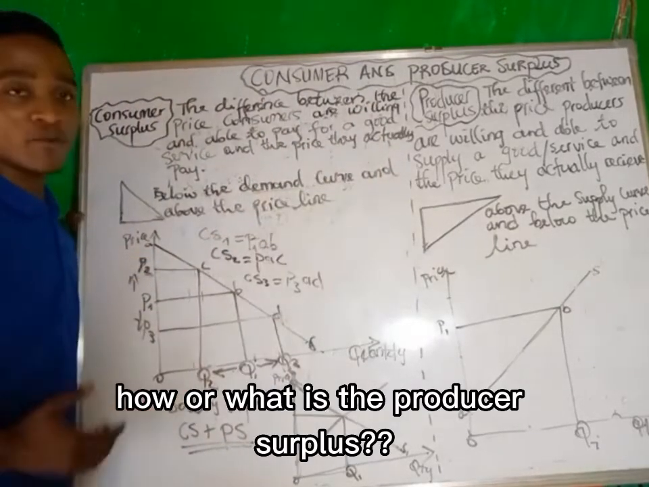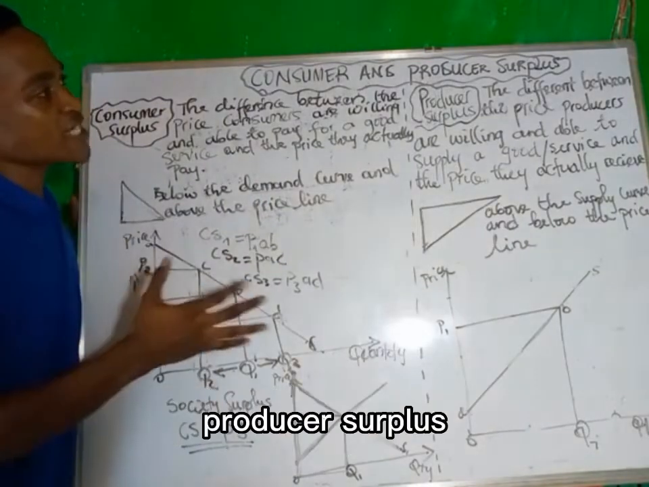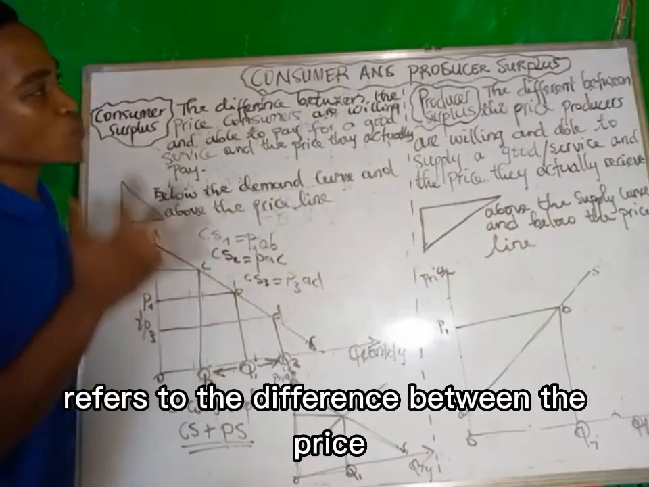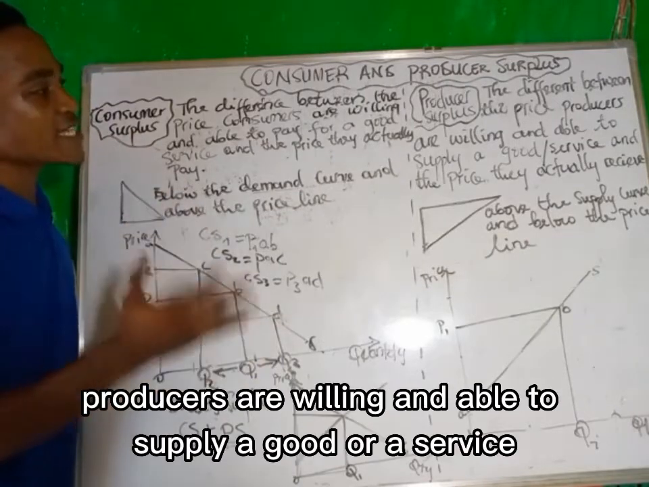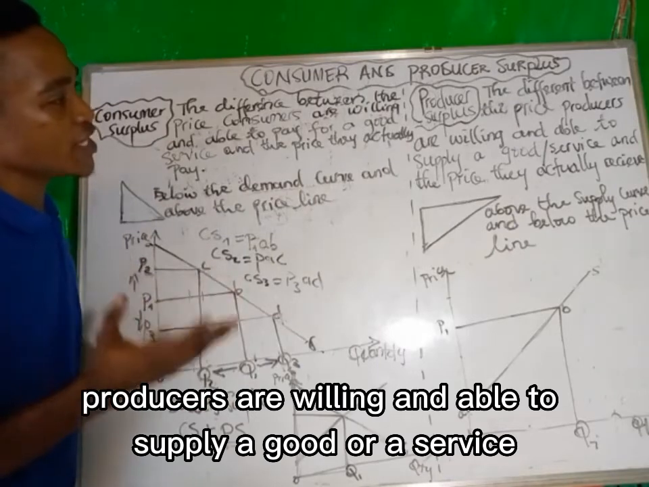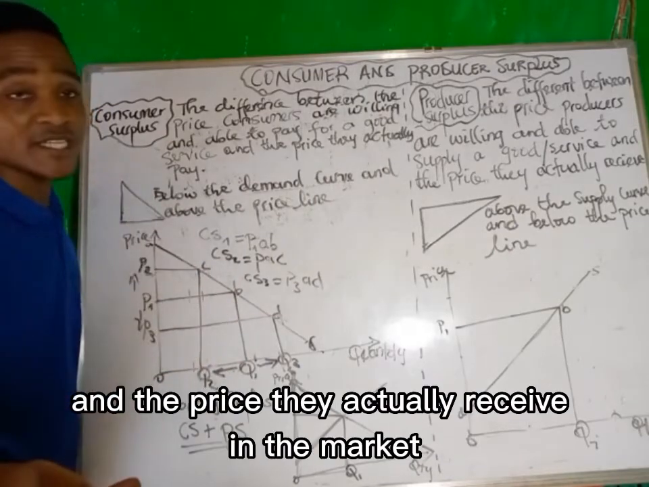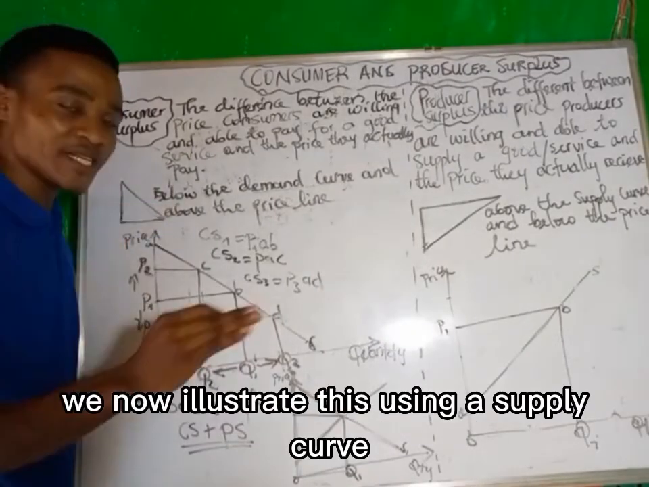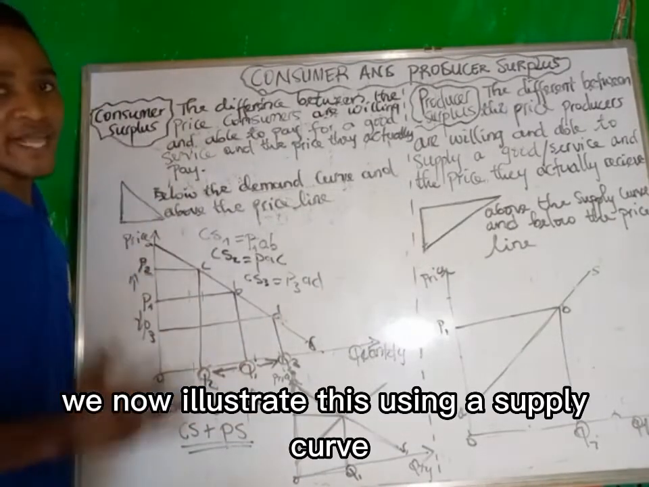What is the producer surplus? Producer surplus, as you can see on the board, equally refers to the difference between the price producers are willing and able to supply a good or a service and the price they actually receive in the market. So on the diagram, we now illustrate this using a supply curve.